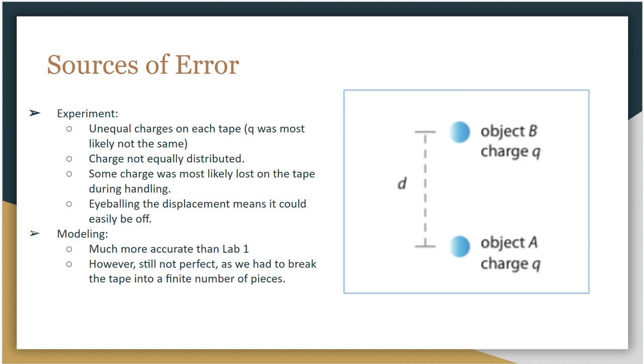Some charge was most likely lost on the tape during handling. Unfortunately, when we were handling the tape and touching it, most likely charge was lost. Also, we were eyeballing the displacement, which means it can easily be off and not very accurate. During the modeling phase, while it was much more accurate than Lab 1, it's still not perfect, as we broke the tape into a finite number of pieces, whereas in reality, it's a straight line.